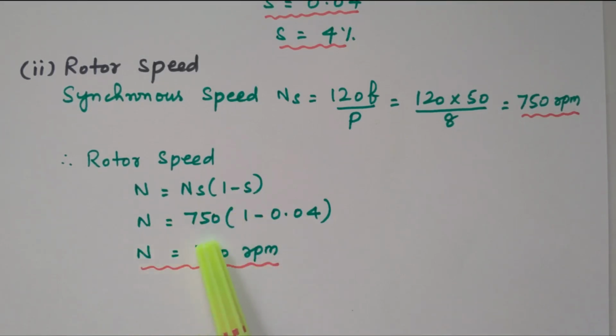So n equal to ns, which is 750, into 1 minus s. 1 minus s is 1 minus 0.04, that is 4% slip. Right? So by simplifying this, what we got? 720 rpm. So the synchronous speed is 750. Because of 4% slip, the speed reduced to 720 rpm. So in this problem, we calculated the slip and the corresponding rotor speed.